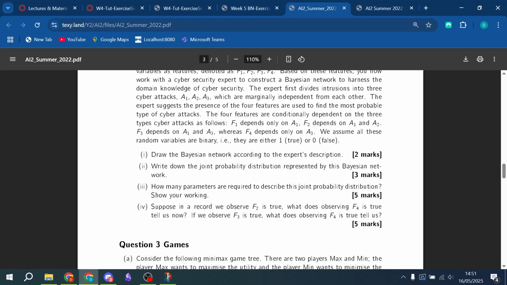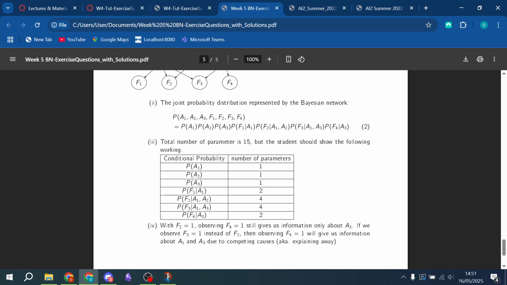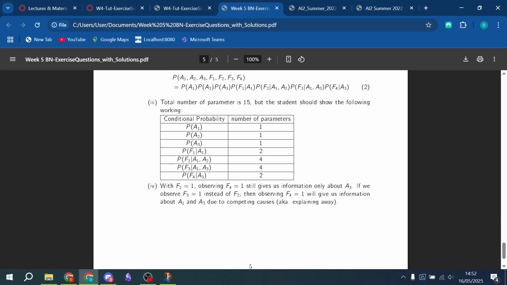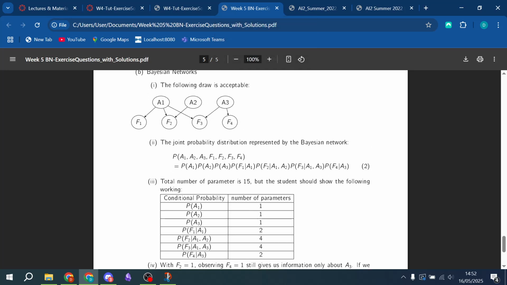I'll go on to the second bit. If we observe F3 instead of F2, so if we instead observe F3 true first, then F4 true, does F4 actually tell us anything? I don't get this answer. It says here, if we observe F4, then F4 will give us information about A1 and A3. But that's what F3 already gives us information about.